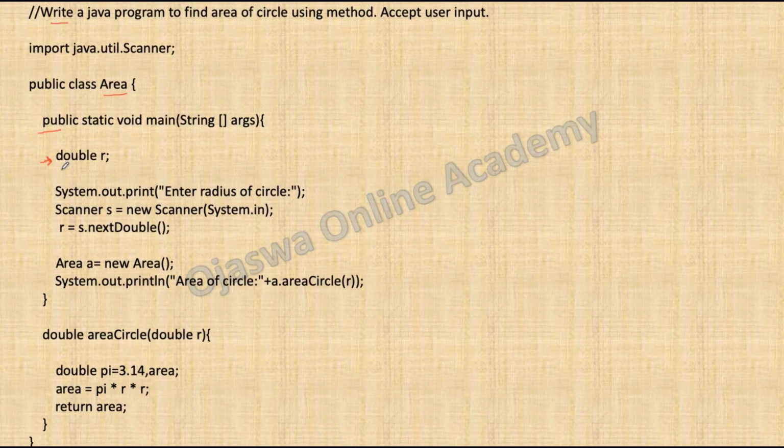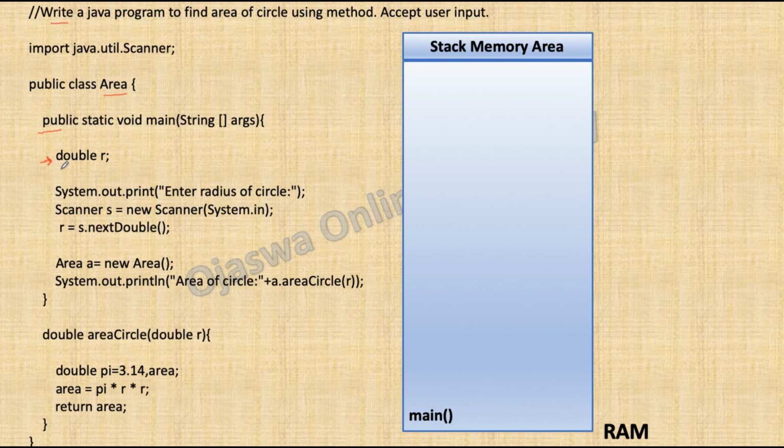This is the variable declaration. Variable name is R and data type is double. So memory for variable R will be reserved.